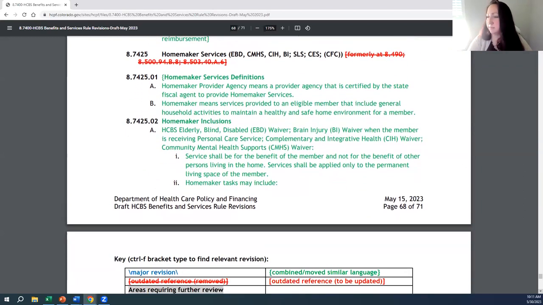Homemaker services. Homemaker service definitions. A, homemaker provider agency means a provider agency that is certified by the state fiscal agent to provide homemaker services. B, homemaker means the services provided to an eligible member that include general household activities to maintain a healthy and safe home environment for a member.